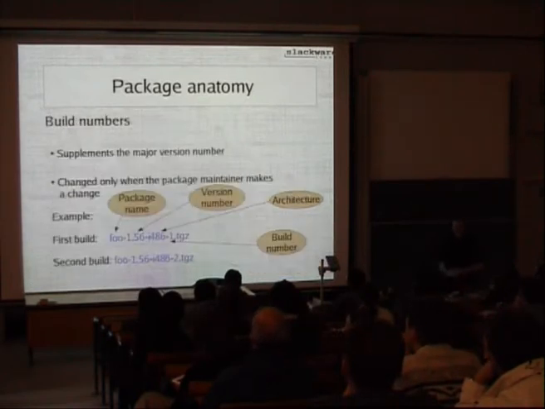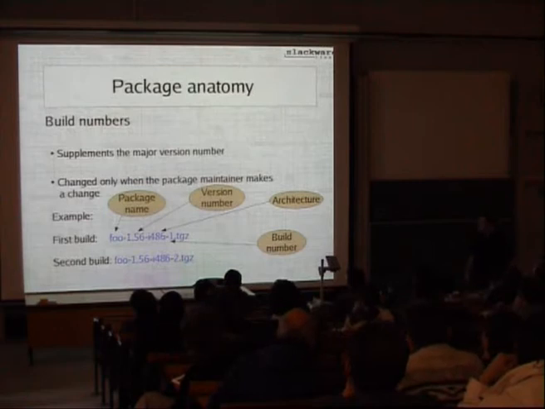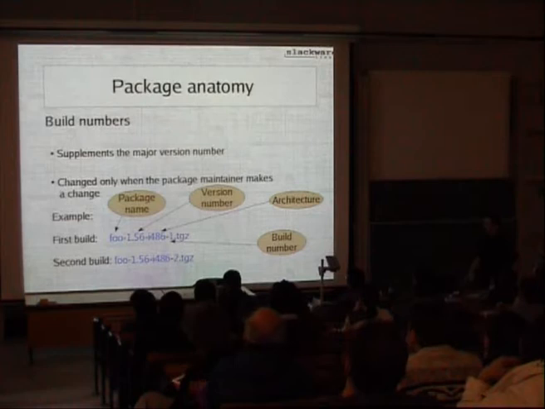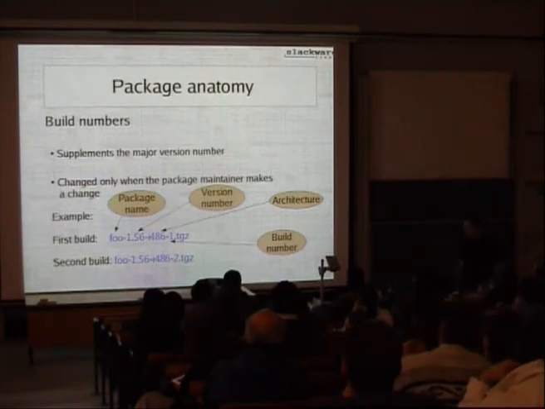So finally, the final element of a package name is the build number. Again, with pretty much every other distribution, the build number supplements the main version number. The build number is changed only when the package maintainer makes a change. In essence, you could say that the build number is the number of times it's taken the package maintainer to get the build right. As you see in the example there, this is build number 2.